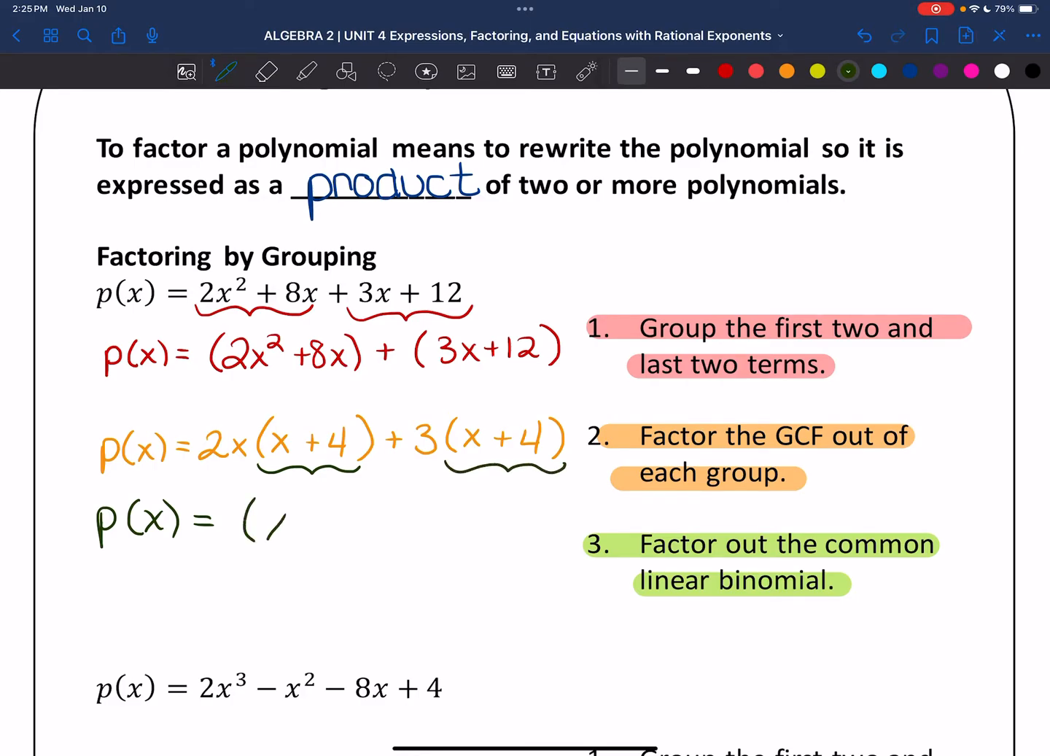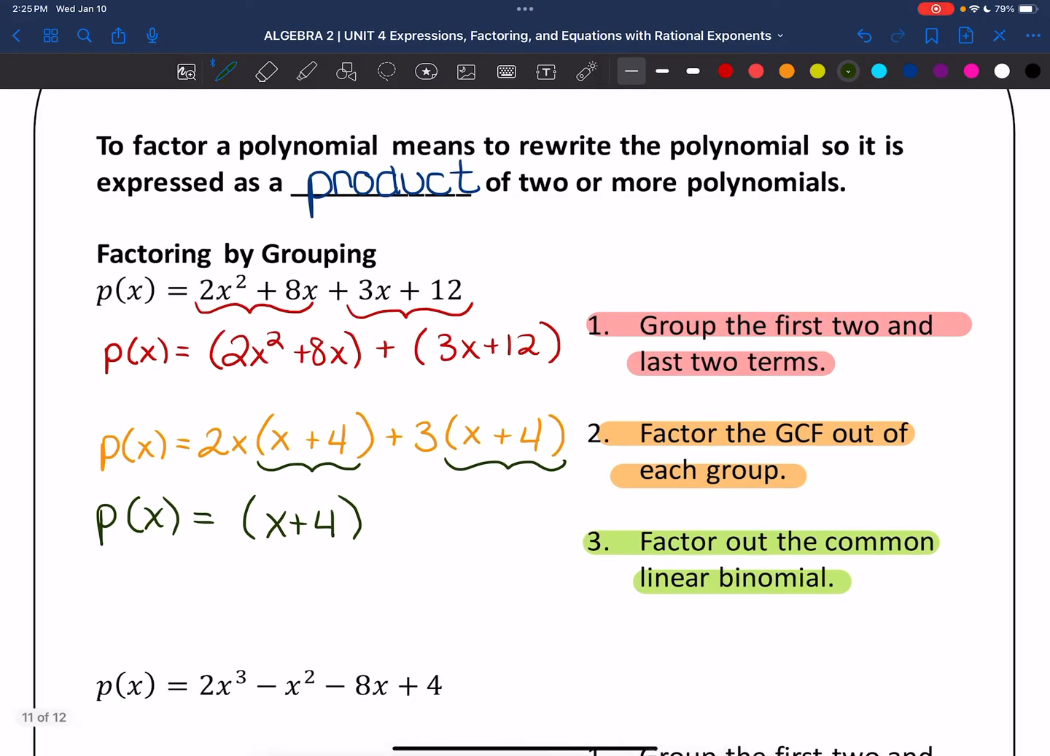That common linear binomial is what you should have inside parentheses. If they don't match up, then you probably made a mistake. So if we divide that out, if we pulled that out from this first set and from the second set, what is left? What was in front of each of those?